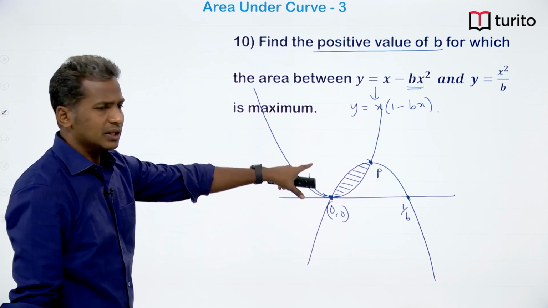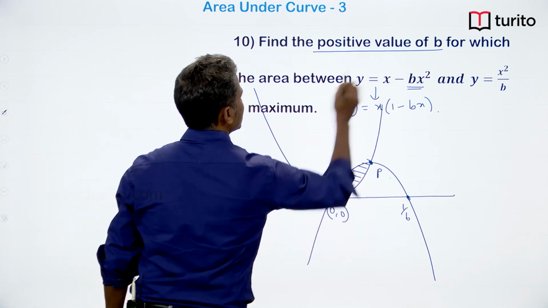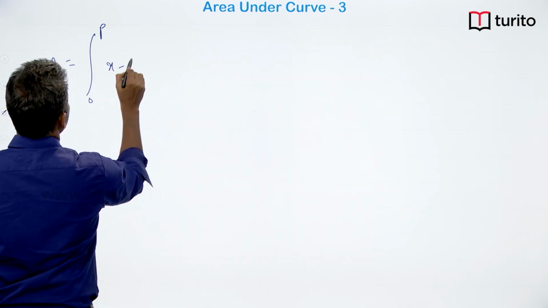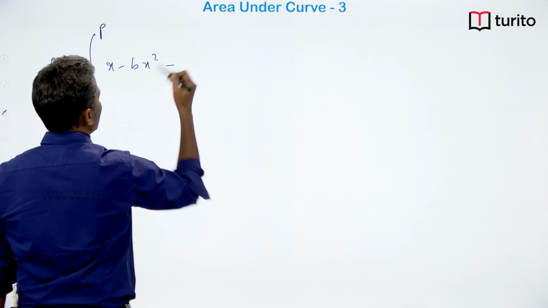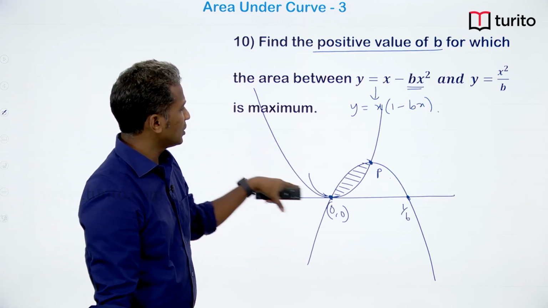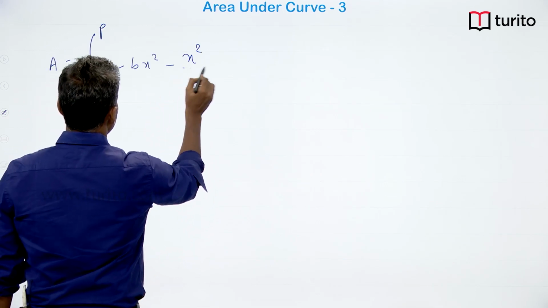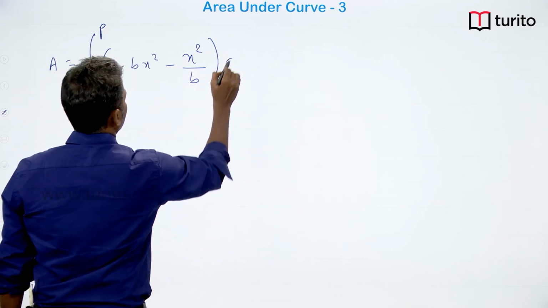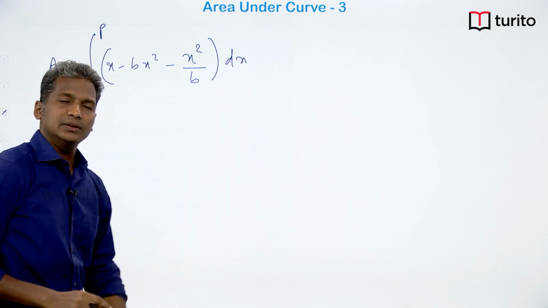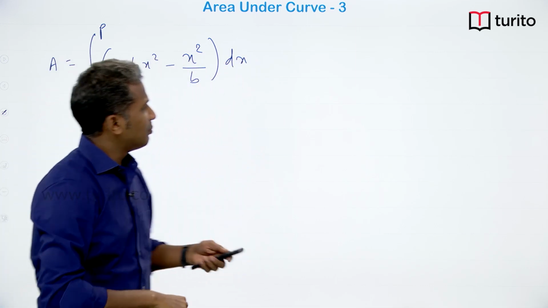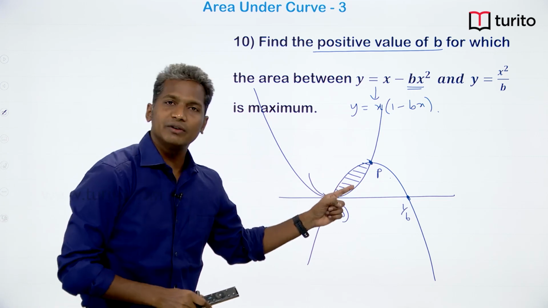What is the upper curve? Upper curve is the first curve, which is x minus bx square, minus, what is the lower curve? Lower curve is the y equal to x square by b curve. So x square by b into dx. This is going to give me the area. But we need to find value of p.